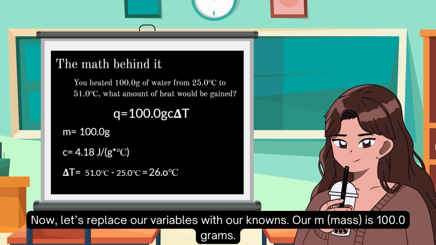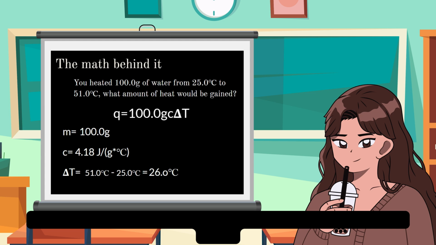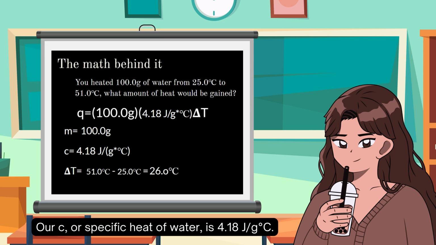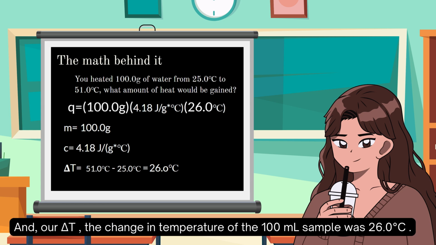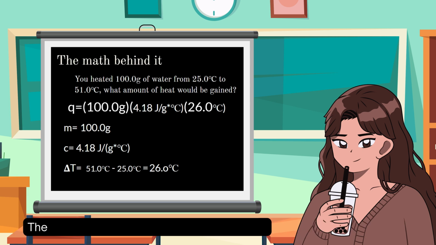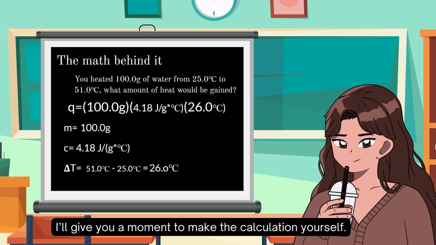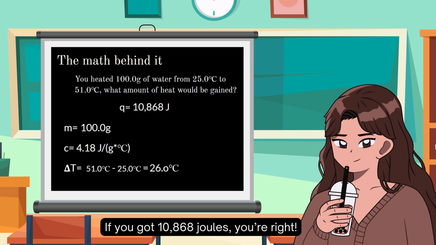Now, let's replace our variables with our knowns. Our mass is 100 grams. Our C, or specific heat of water, is 4.18 joules per gram degrees Celsius. And our delta T, the change in temperature of the 100 milliliter sample, was 26 degrees Celsius. The next step is to multiply them all together. I'll give you a moment to make the calculation yourself. If you got 10,868 joules, you're right.